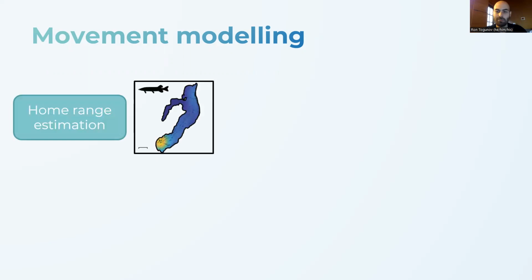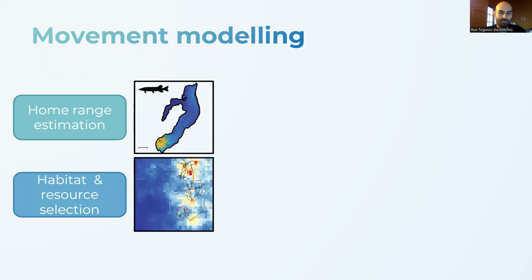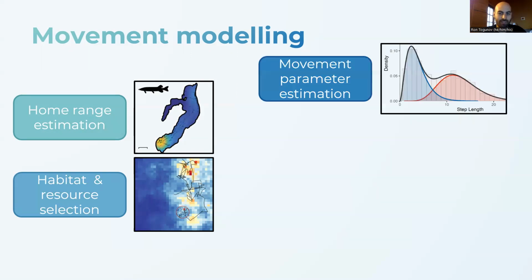There are many possible avenues to investigate this data. For example, with respect to movement data, we may be interested in estimating an animal's home range, where they are geographically in space and where the distribution is most concentrated. Second, we may be interested in habitat and resource selection, where we want to identify what kind of environmental conditions animals select for, for example, bathymetry, sea surface temperature, or chlorophyll concentration.